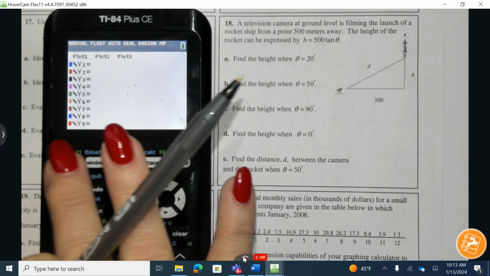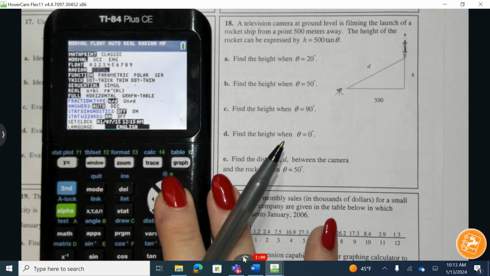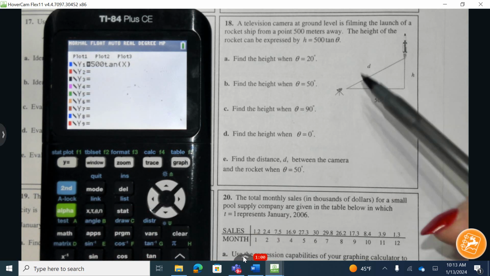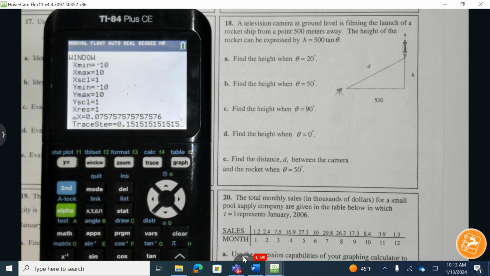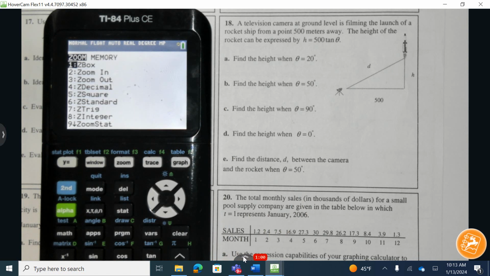So I'm going to come up here, and by the way, I see degrees. So right away, I'm going to change to degrees, and then I'm going to go to y equal and do 500 times the tangent of this. I'm going to look at the degrees, and I want to go out far enough. So let's go 0 to, maybe we can go 0 to 180. Zoom fit.